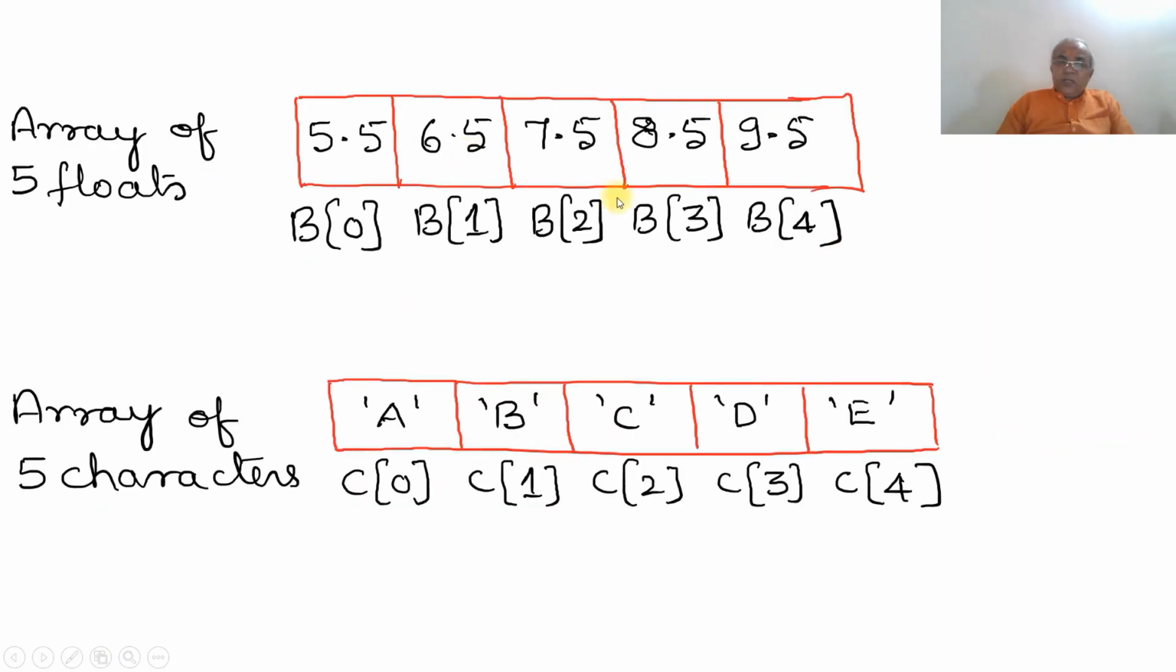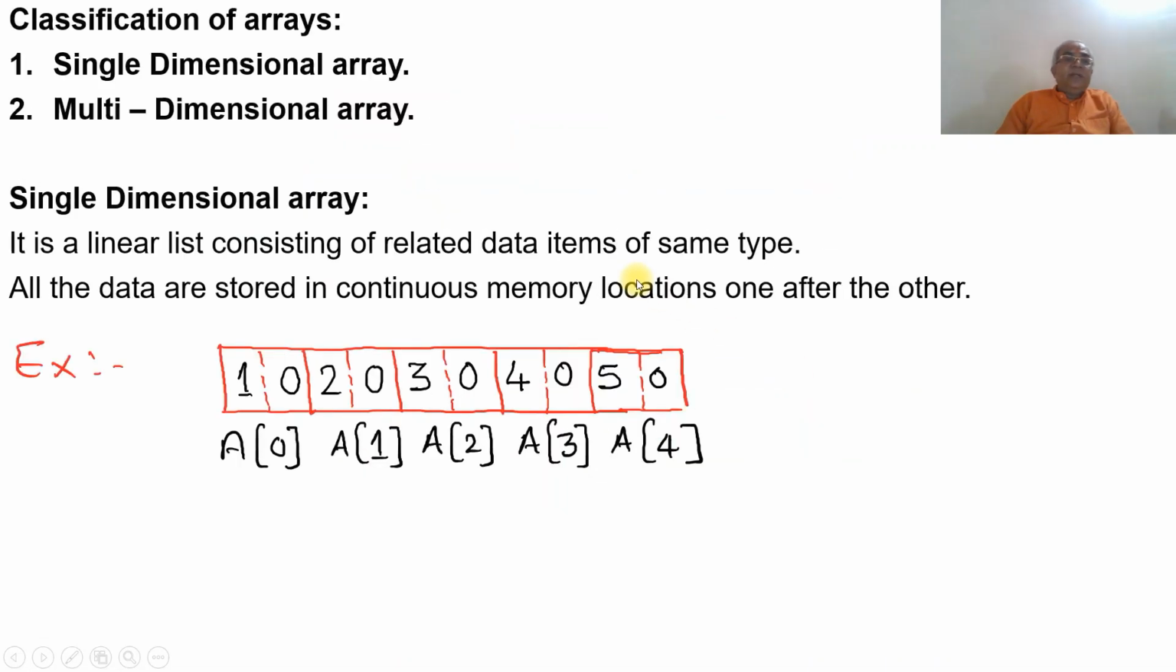Suppose you are using floats, we can have an array of floats: 5.5, 6.5, 7.5, 8.5 and 9.5. Having an array name B, all this data is stored in B[0] to B[4]. Similarly, an array of 5 characters, A, B, C, D, E, is stored under a single array name C, from C[0] to C[4]. So this is the array of elements.